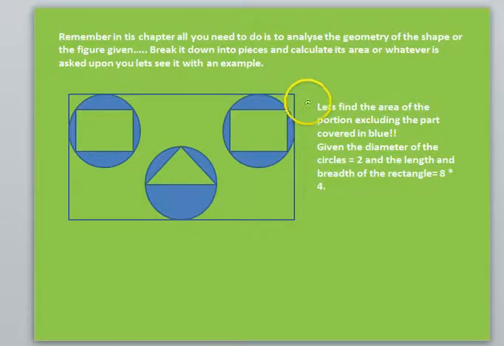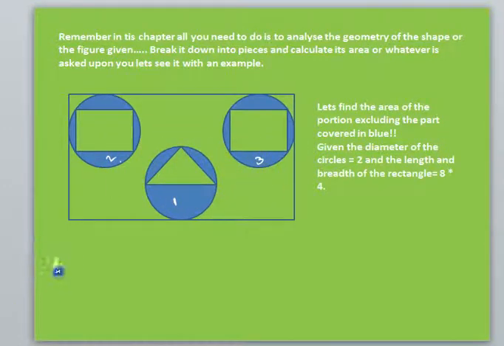Let's see it with an example. Let's find the area of the portion excluding the part covered in blue. I need you to exclude this blue colored part. Given that the diameter of the circles is equal to 2, how many circles are there with us? 1, 2, and 3. And the length and breadth of the rectangle is equal to 8 into 4. He's talking about the large rectangle over here. So I need to calculate the area excluding the blue part.